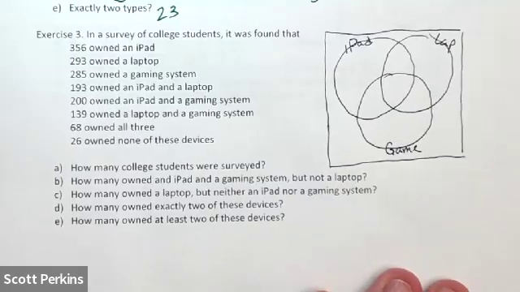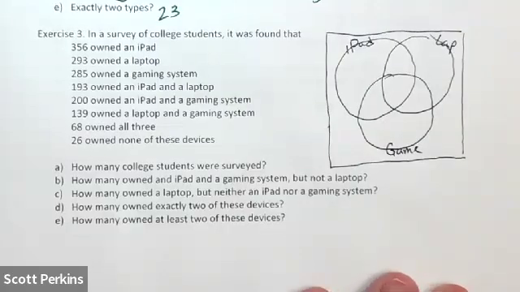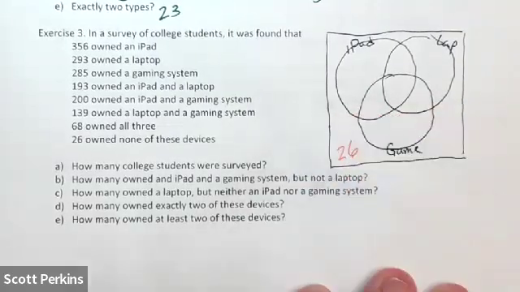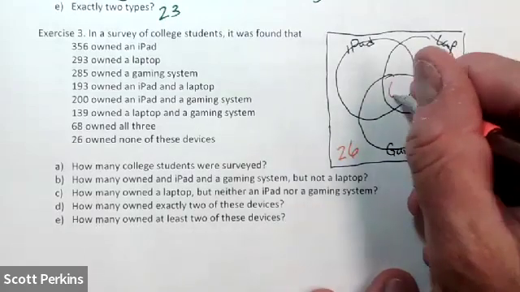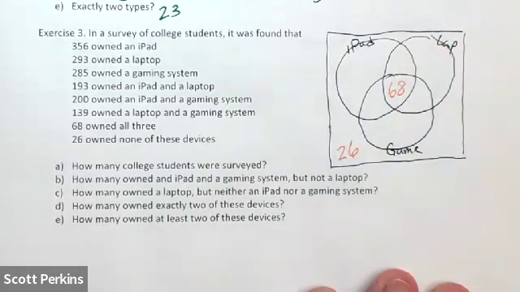So we surveyed college students and we came up with the following results about how many owned iPads versus laptops versus gaming systems. So I'm going to start right down at the bottom. 26 owned none of these devices. And so that means hopefully we put the number 26 out here in the universe somewhere. 68 owned all three. So again, that's specific information. There's no other way to interpret that than that 68 goes here in the middle.